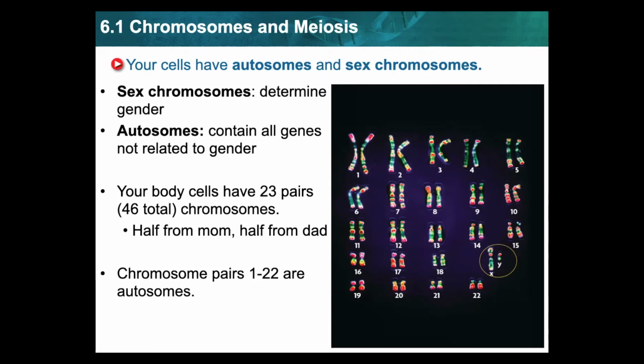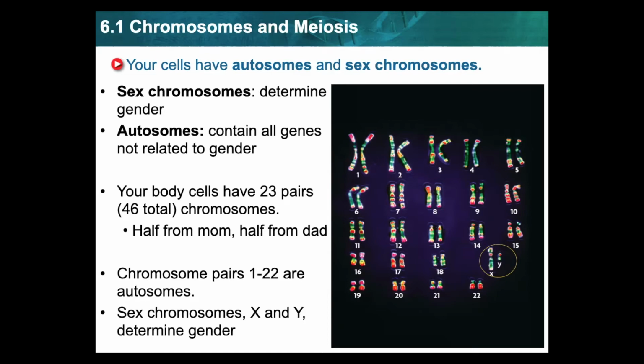Chromosomes are numbered 1 through 22, and those are autosomes. The 23rd pair of chromosomes are sex chromosomes, and that's X and Y chromosomes. So as I mentioned, chromosomes X and Y determine gender. XY is male, XX is female.